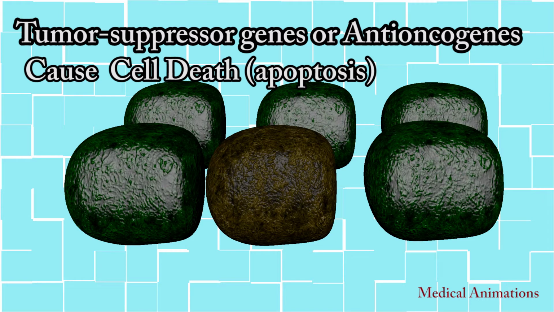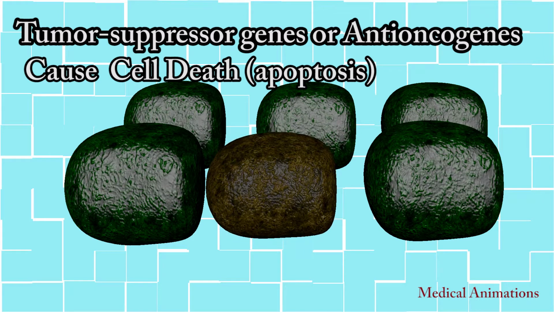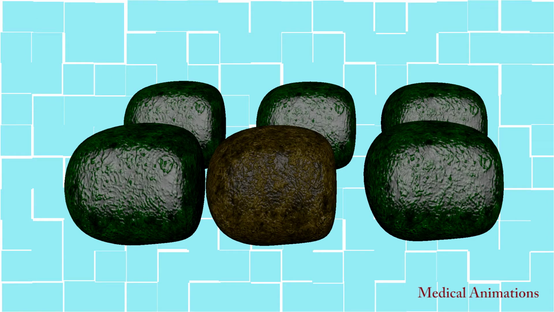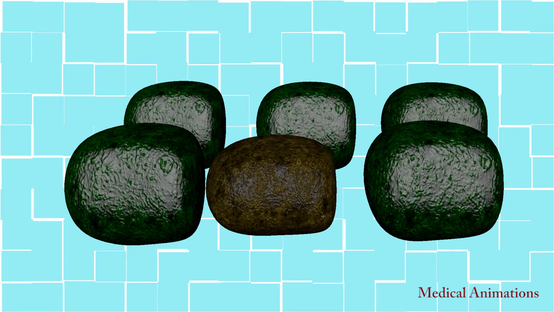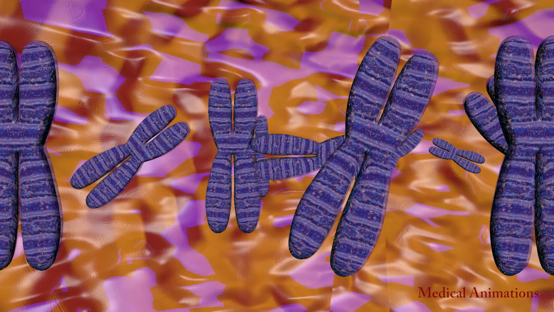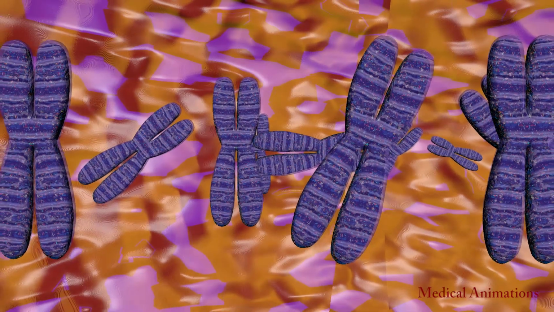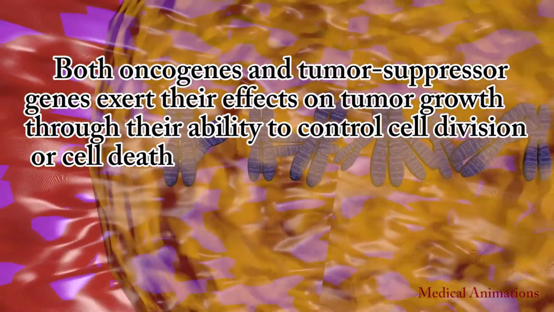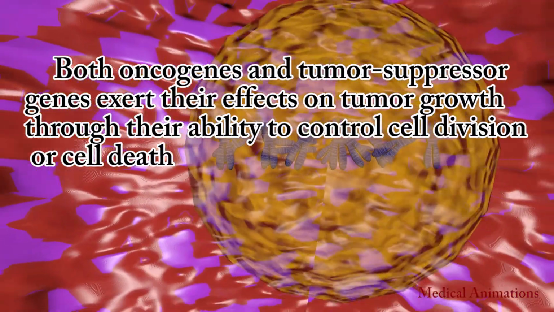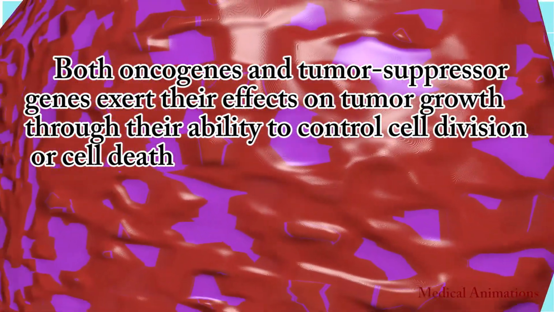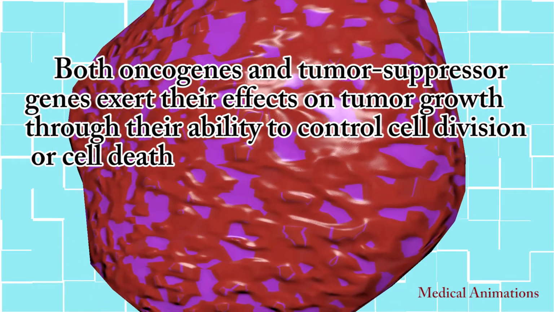There is a subset of tumor-suppressor genes, the caretaker genes, that don't affect cell growth directly but rather control the ability of the cell to maintain the integrity of its genome. Both oncogenes and tumor-suppressor genes exert their effect on tumor growth through their ability to control cell division or cell death, apoptosis.